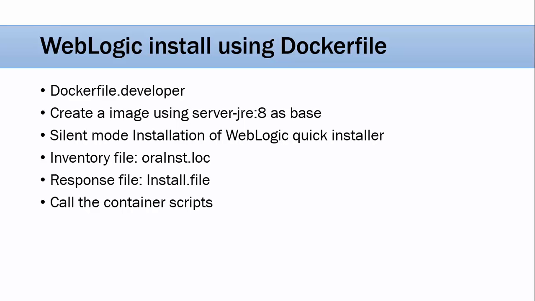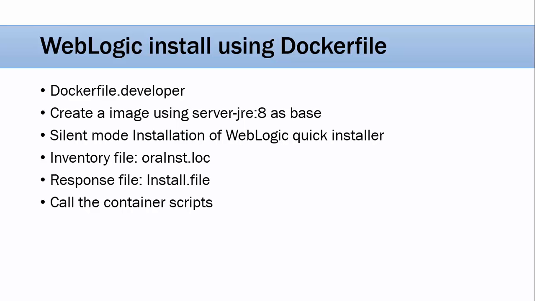So there are three different options we have: quick installer for development, generic installation for general purpose, and infrastructure is for SOA and Fusion Middleware products. There are two different files. One is inventory, Oracle inventory, that is stored in the ora.inst.loc file, and the response file, that is going to have all the answers which are required to install the software on your container.